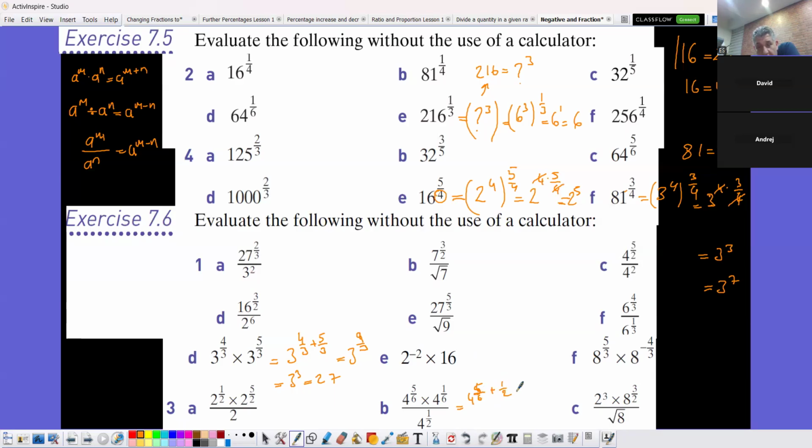This is going to be equal to 1 over 6. That's why it becomes like that. 5 over 6 plus 1 over 6. That's going to be equal to 4 to the power of 6 over 6, divided by 4 to the power of 1 over 2. And here, 6 over 6 you can write as a 1.